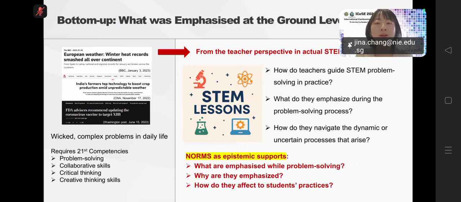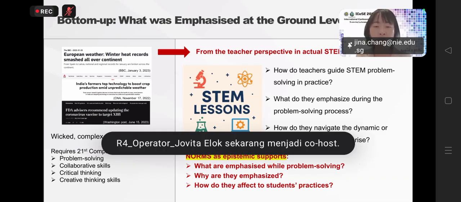Specifically, to identify these dynamic features, we adopt the perspective of epistemic norms. I think this concept would be very new to you. So this perspective effectively reveals what kinds of supports exist by highlighting what is emphasized in the classroom, why it is emphasized, and how these emphases affect students' learning.